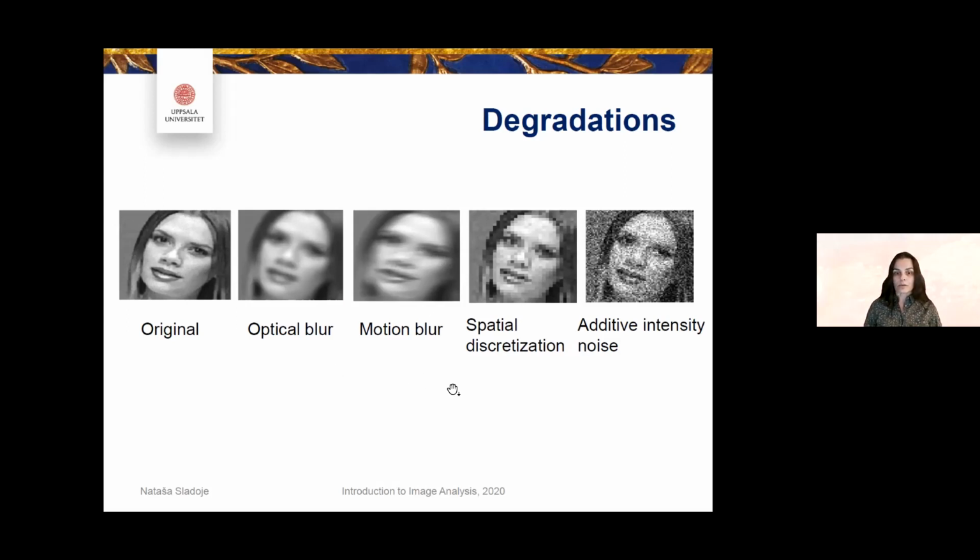Of course, we are discretizing our continuous images of the real world around us. So we always have some more or less visible degradation due to spatial discretization, and of course we always have to be aware of, or count on, the presence of noise in our system.